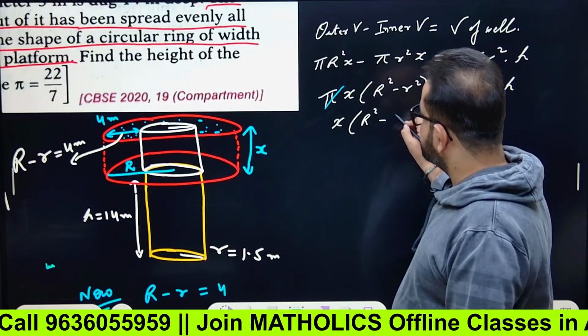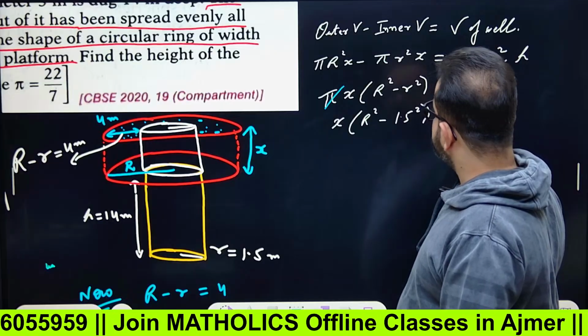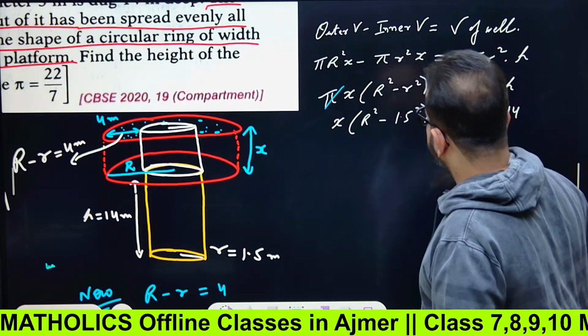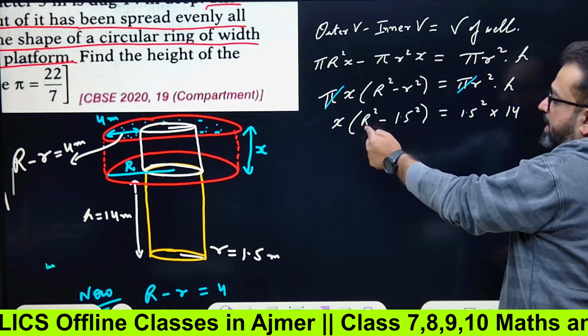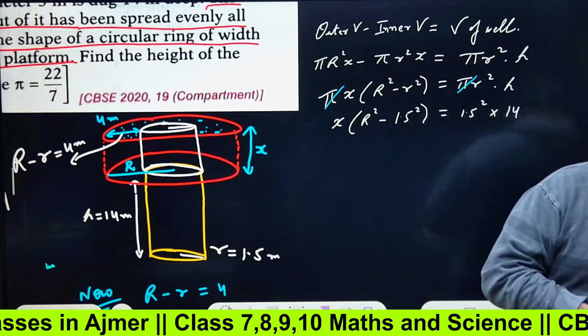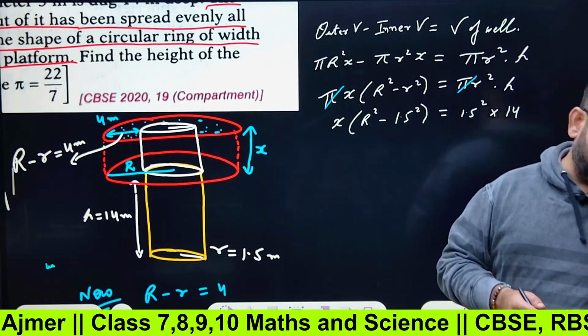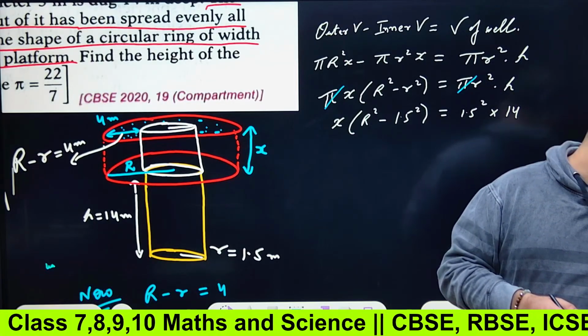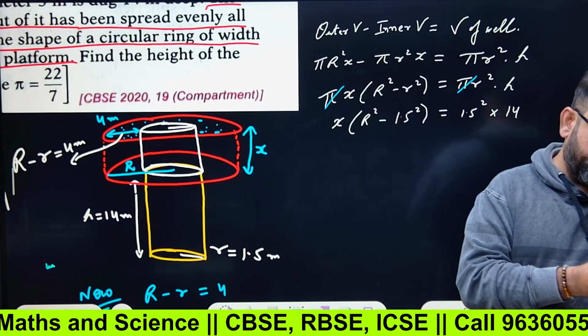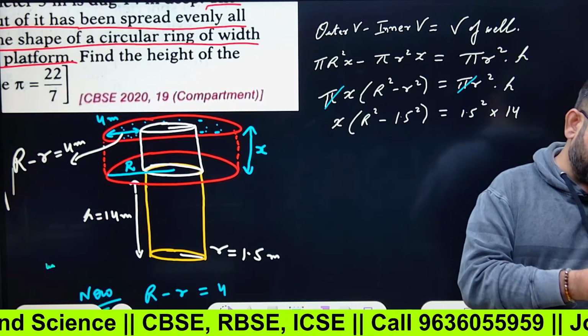Now, this is 1.5 whole square and that's equals to 1.5 square into what is height? Height is 14. Now, if I can find the value of capital R, I can solve this equation. Yes or no? If I can find the value of capital R, can I solve this equation very easily? Yes or no, please?